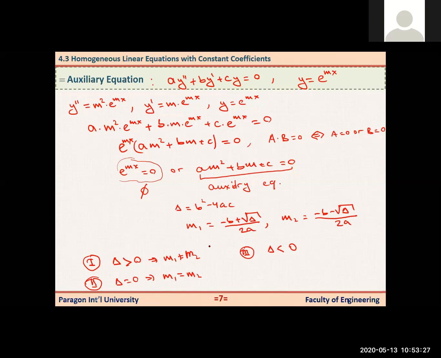In the first case, assume that this delta is greater than 0, distinct real roots. In our case, we are talking about the equation a y double prime plus b y prime plus c y equal to 0. In this case our discriminant is greater than 0. That means we get two solutions, m1 and m2. They are not equal to each other, and both are real numbers. So at that time, if you substitute, our solution is in this form, right?